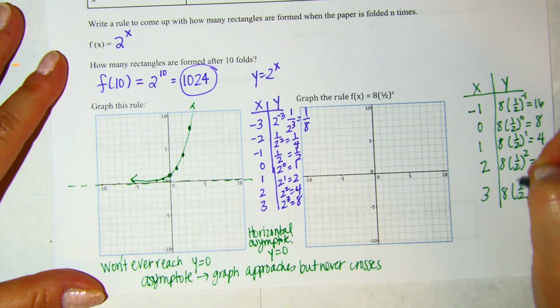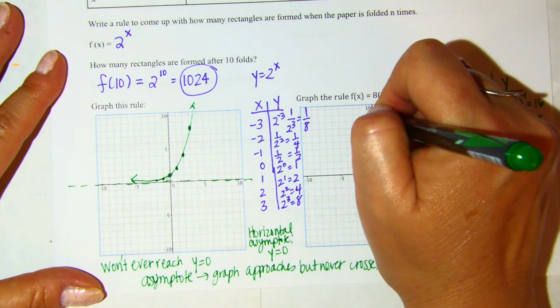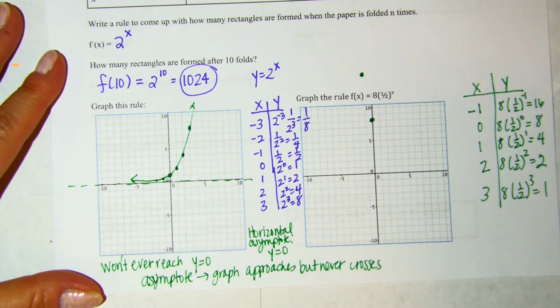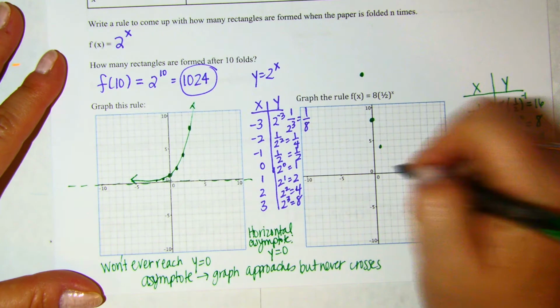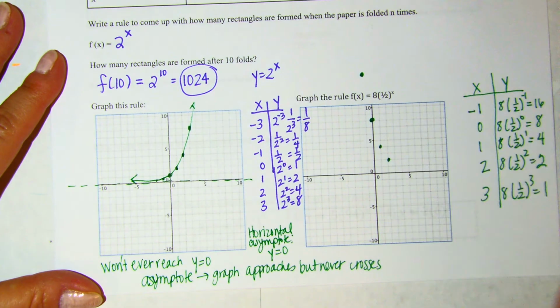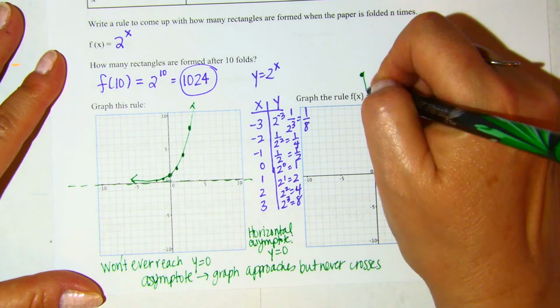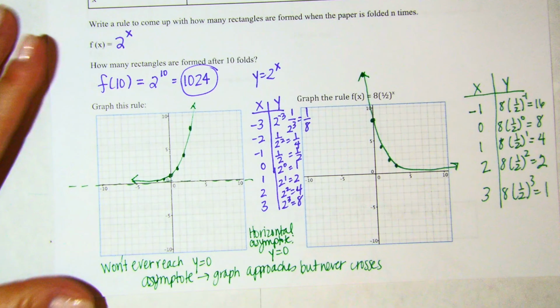And then 1/2 cubed is 1/8 times 8 is 1, etc. So let's graph this. So at 0, I'm at 8. And then up here, I'm at 16. That's huge. At 1, I'm at 4, at 2, I'm at 2, and at 3, I'm at 1. So this looks like that. Okay?